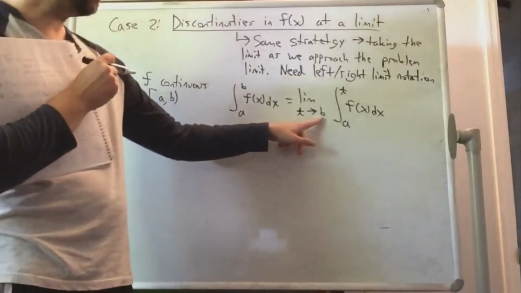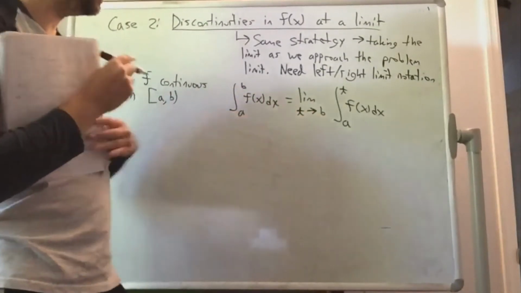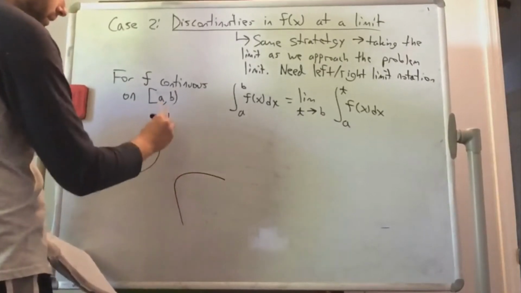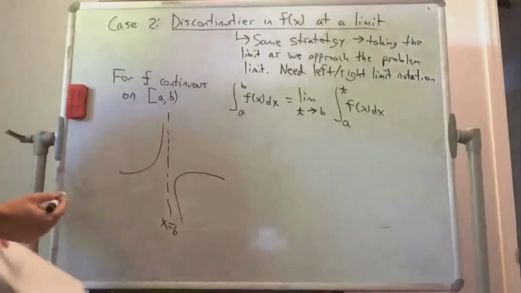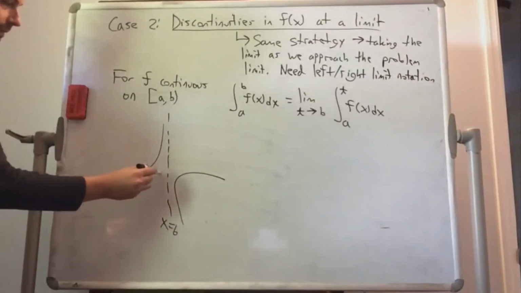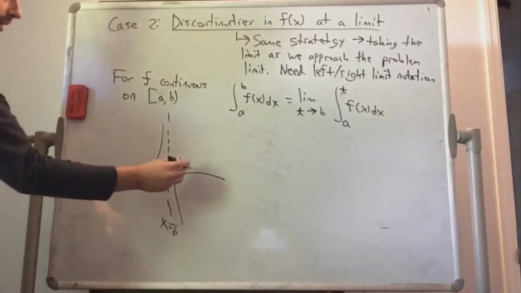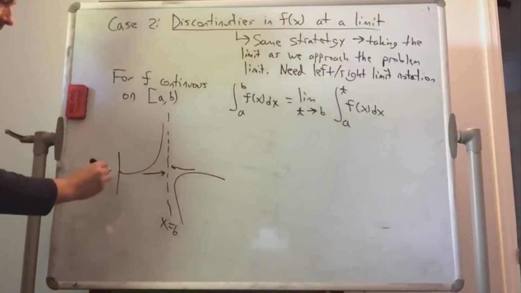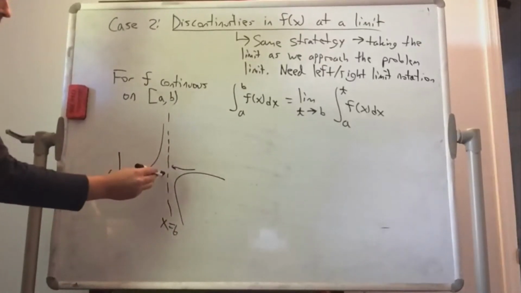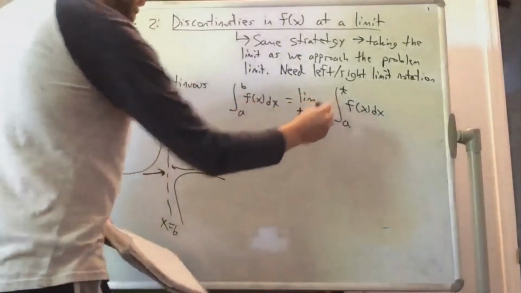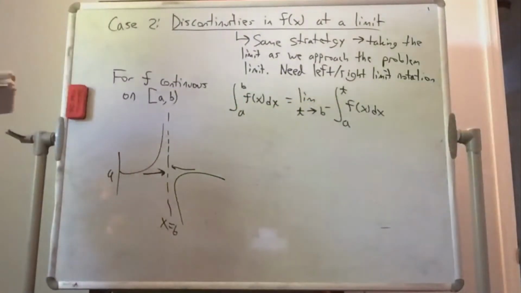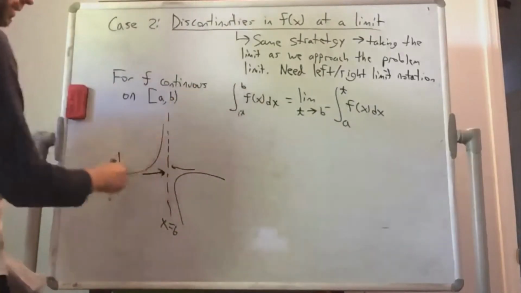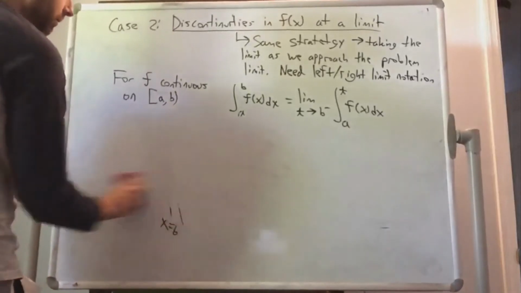However, in which direction are we approaching b? Because imagine you've got something like this. If this was x equals b, it could make a lot of difference if I'm trying to take the limit as I approach b from the left, or if I approach b from the right. So in this case, if I'm integrating from a to b, I'm clearly approaching from the left. So it's going to be a left limit notation. And if you're confused, it's easy to draw out on a number line your a to b, and then you can see which way you're approaching the problem spot.